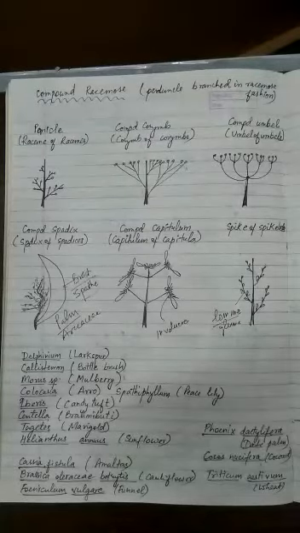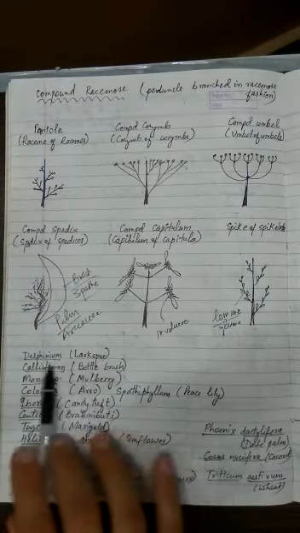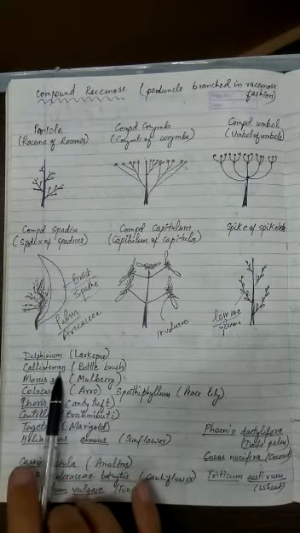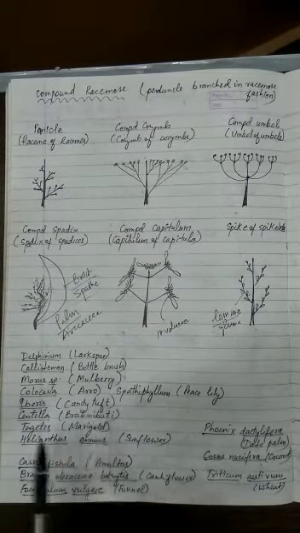Let's understand or learn some of the scientific names. For example, Delphinium is the scientific name of larkspur. It is a raceme inflorescence. Callistemon is the bottle brush, and bottle brush is the spike.